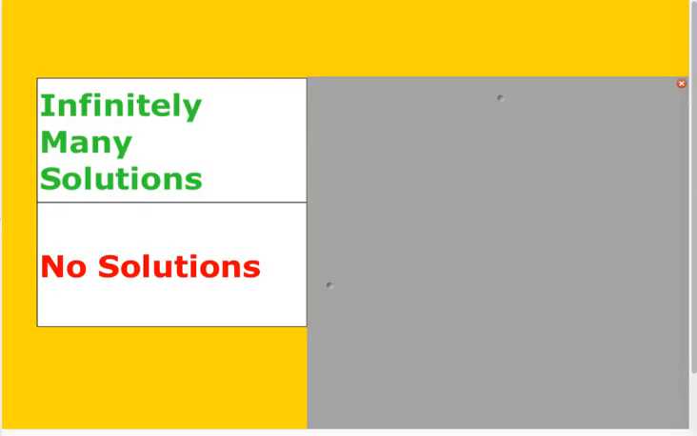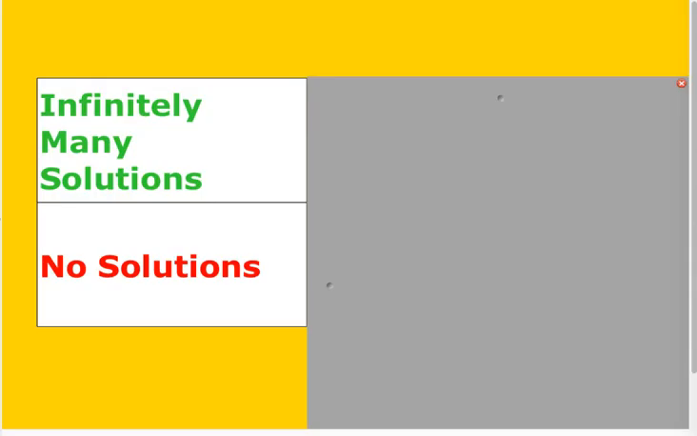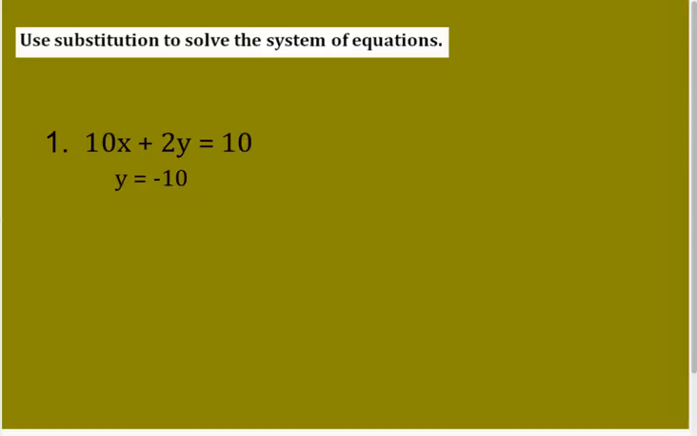So back there were your steps for how to substitute them before. Take a minute, write them down. One of two things can happen. If everything cancels out and you're left with what's called a mathematical truth, that's going to be infinitely many solutions. And if you come up with something that's always false, that's going to be no solution. So here we start.